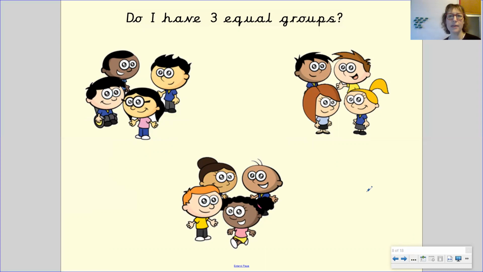Do I have 3 equal groups? Yes, I do. I have 1, 2, 3, 4 people in this one, 1, 2, 3, 4 people in this one, and 1, 2, 3, 4 people in this one. So should we try the STEM sentence together? I have 3 equal groups of 4 objects or 4 people.